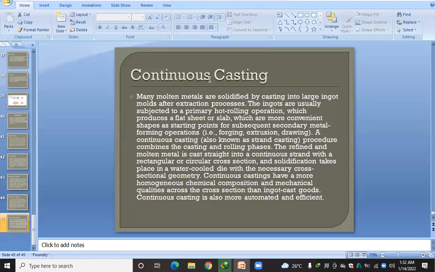Next, the continuous casting. This is the last kind of casting. Many molten metals are solidified by casting into large ingot molds after extraction processes. The ingots are usually subjected to primary hot rolling operation, which produces flat sheets or slabs, which are more convenient shapes and starting points for subsequent secondary metal forming operations. Continuous casting is also known as strand casting. It combines the casting and rolling phases. So, that's the continuous casting.